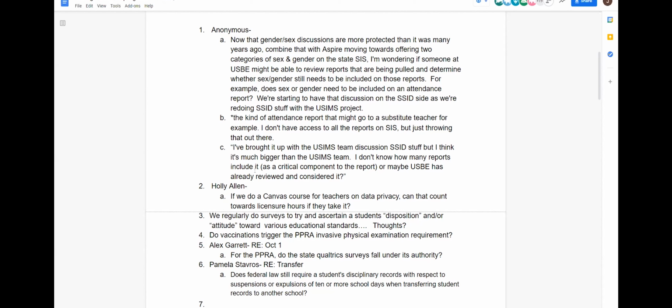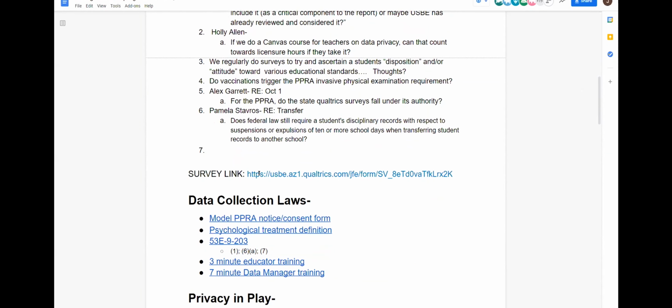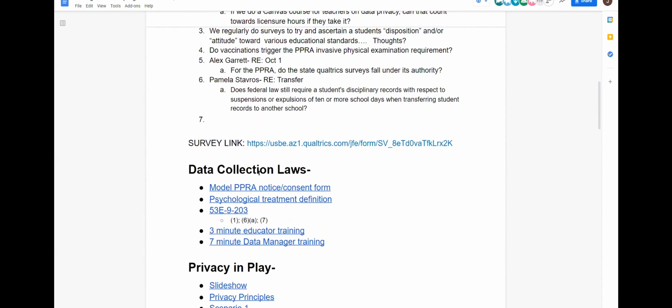Holly Allen asks, if we do a Canvas course for teachers on data privacy, can they count that towards licensure hours if they take it? Yeah, I was going to say, this is another one we need to talk with our licensing team about. That's a great question. Let's find out. And then we will be updating this document too with the answers, and we're sending that out with our newsletter.